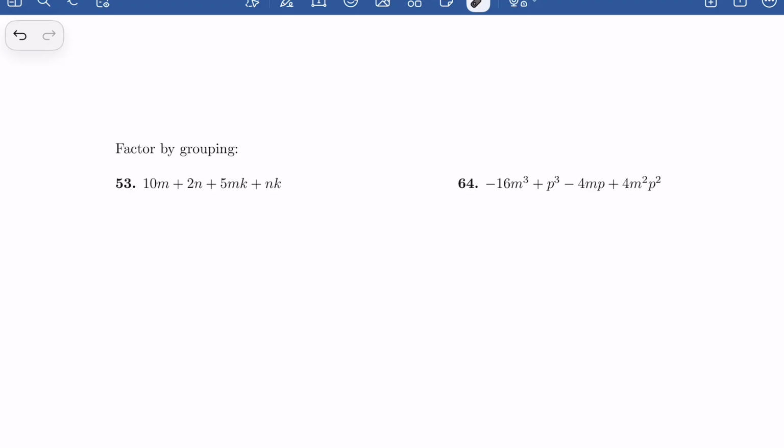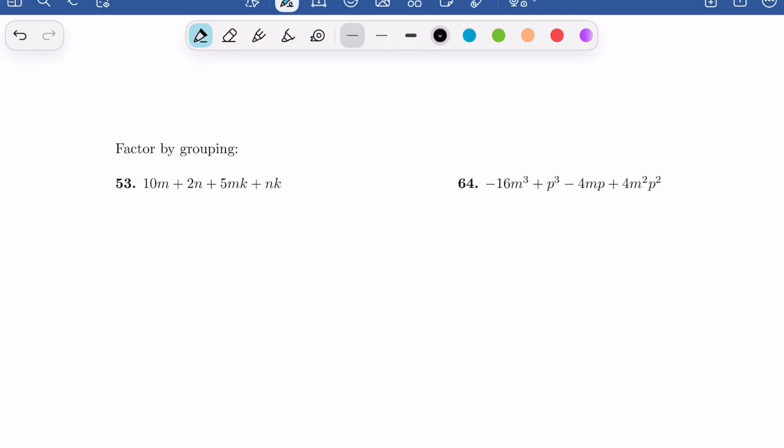We want to group them so that each group has 2 terms and each term shares a common factor. Then what we're going to do is factor within those groups. So we're going to pull out the greatest common factor from each term in each group. Then we're going to factor the entire polynomial because after doing step 2, each group now has a common factor that we can pull out. So let's go ahead and do that with both of these examples here.